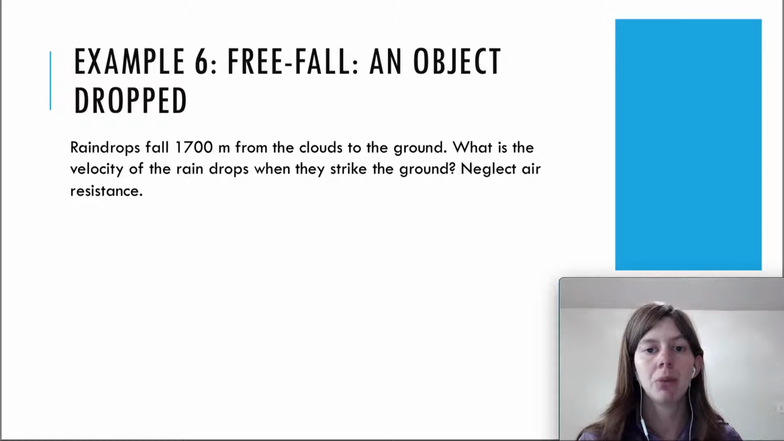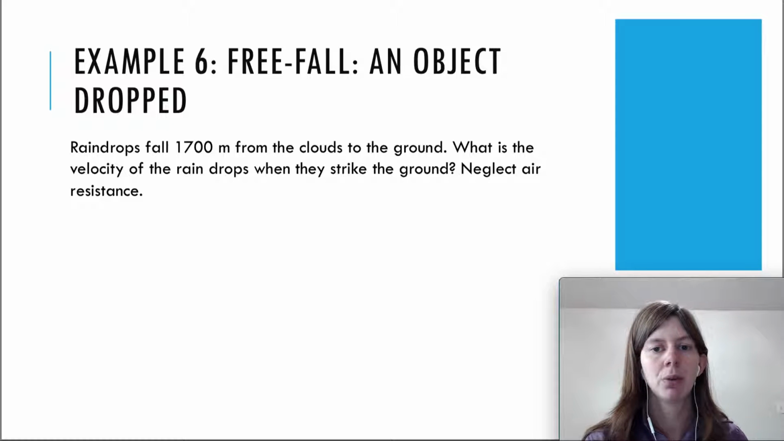Let's do an example of an object being dropped. We have raindrops falling from the clouds to the ground from 1700 meters high. What's the velocity of the raindrops when they strike the ground? Neglect air resistance, meaning we're in free fall, which we're going to be in free fall for all of these examples. In this class, we're never going to have any air resistance that we need to worry about.